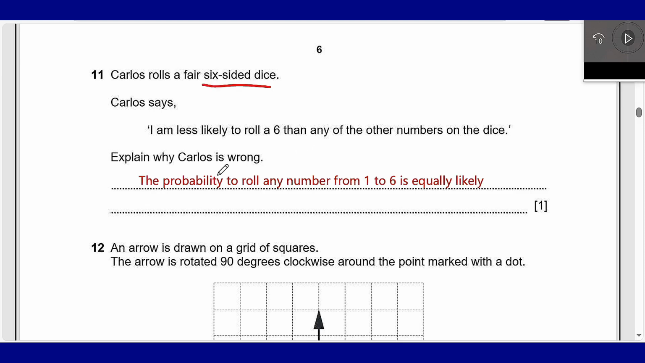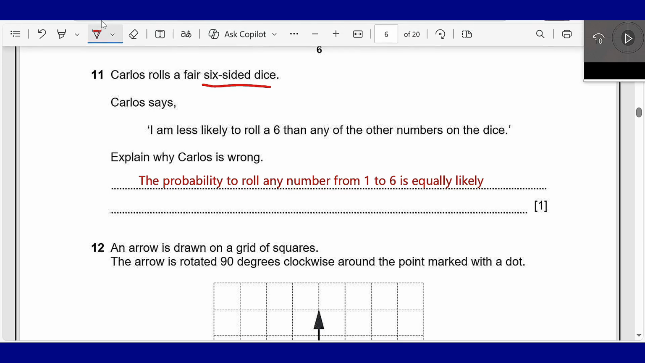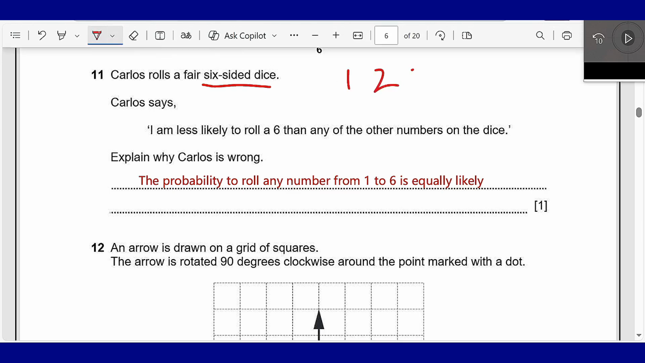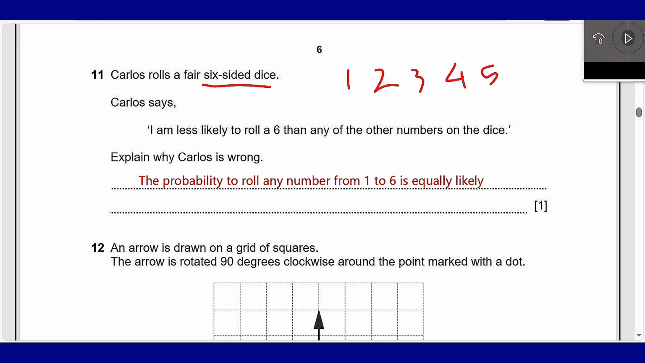Okay, so the probability of rolling any number from 1 to 6 is equally likely, since the dice is a fair dice. So each number, 1, 2, 3, 4, 5, 6, that exists on the face of the dice has the same probability, that is 1 over 6, because the dice is fair. Let's move on to number 12.